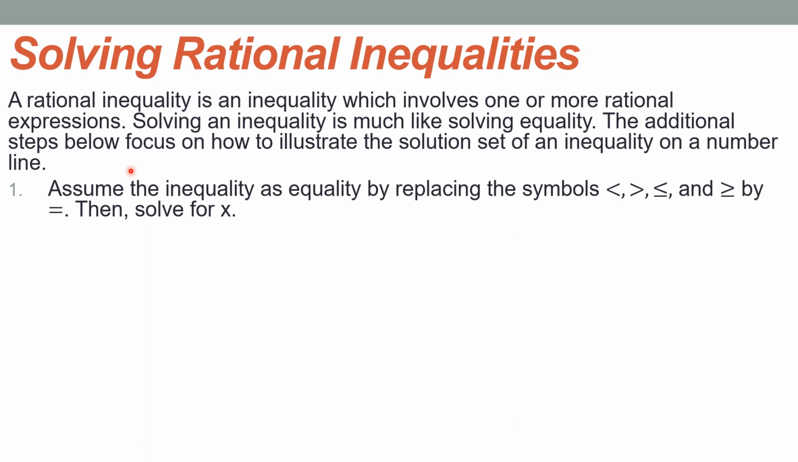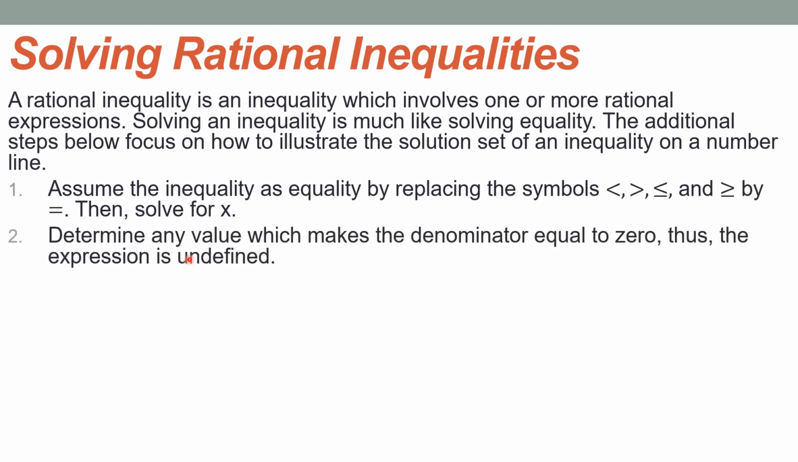Number one, these are the steps to follow in illustrating the solution set for rational inequalities. We are going to assume the inequality as an equality. How? By replacing the inequality symbols by the equal symbol. Then solve for x. You have now the first value of x, or our first critical values.